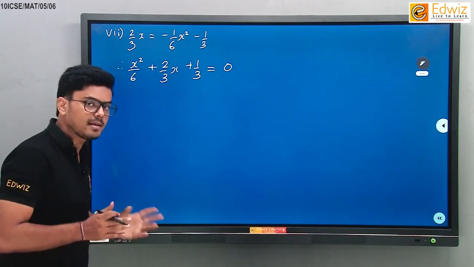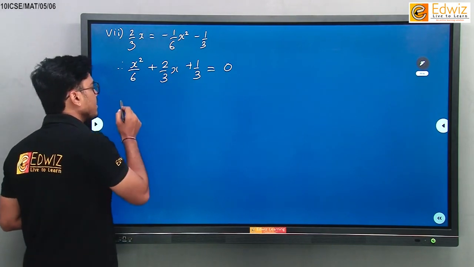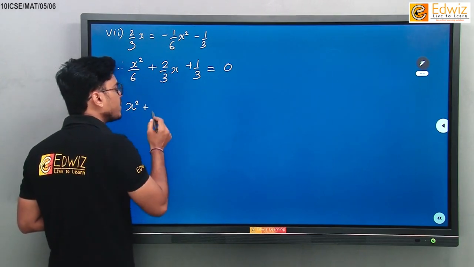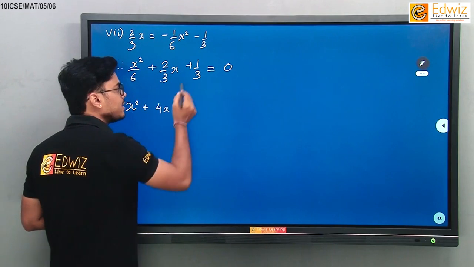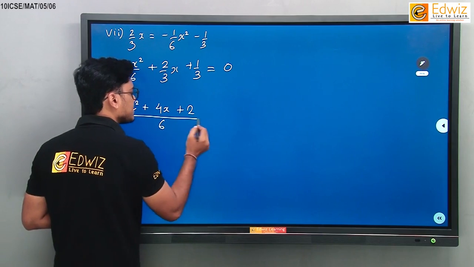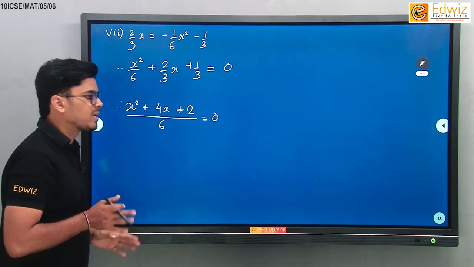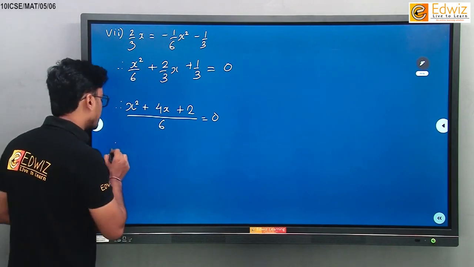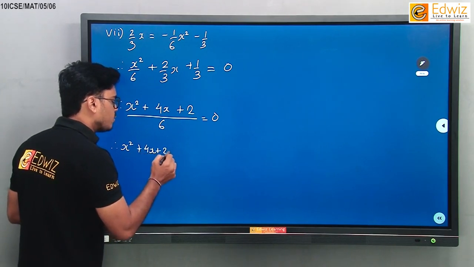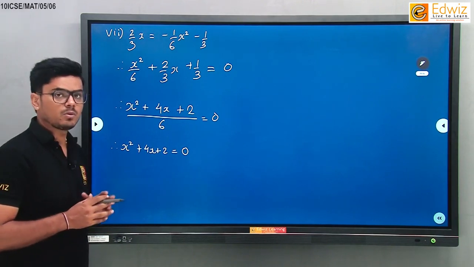6, 3, 3. Clearly the LCM is 6. So we need to change these two denominators. Let us do that. It will be x square plus 3 2s are 6, so in the numerator also 2 2s are 4x. And again 3 2s are 6, so 1 into 2 will be 2 divided by 6 equal to 0. But we know that this 6 can be sent on the other side. It will get multiplied with 0. So our equation becomes x square plus 4x plus 2 equals to 0. This is the equation that we need to solve.